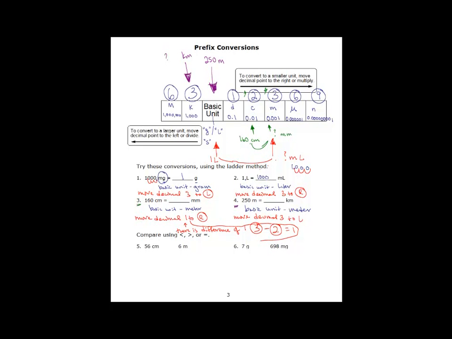Okay, so the decimal is currently here. So 1, 2, 3. So we get 0.250 kilometers. Okay.